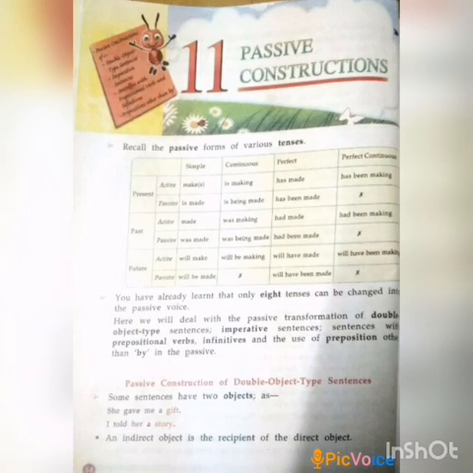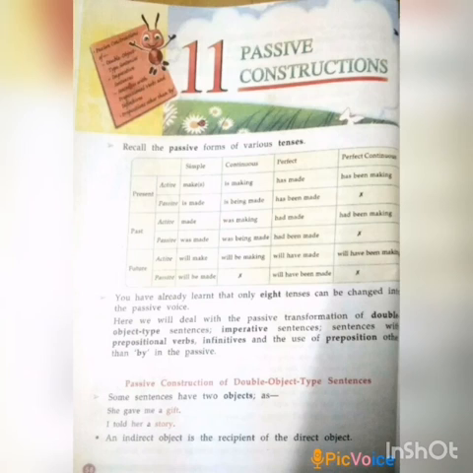For example, he built a house. Here he is the subject. Built is the verb. He built. What did he build? The house. The answer to the question what in a sentence is known as the object. So here which is the object? The house is the object.